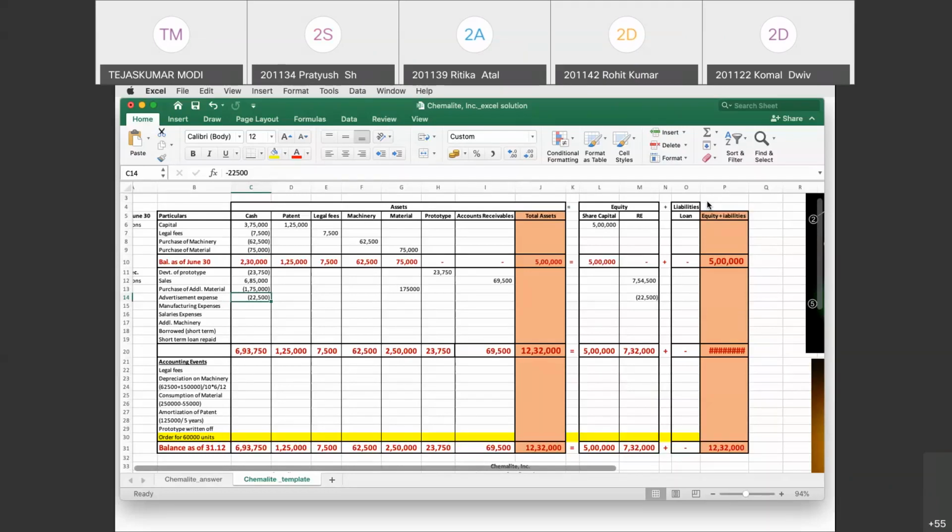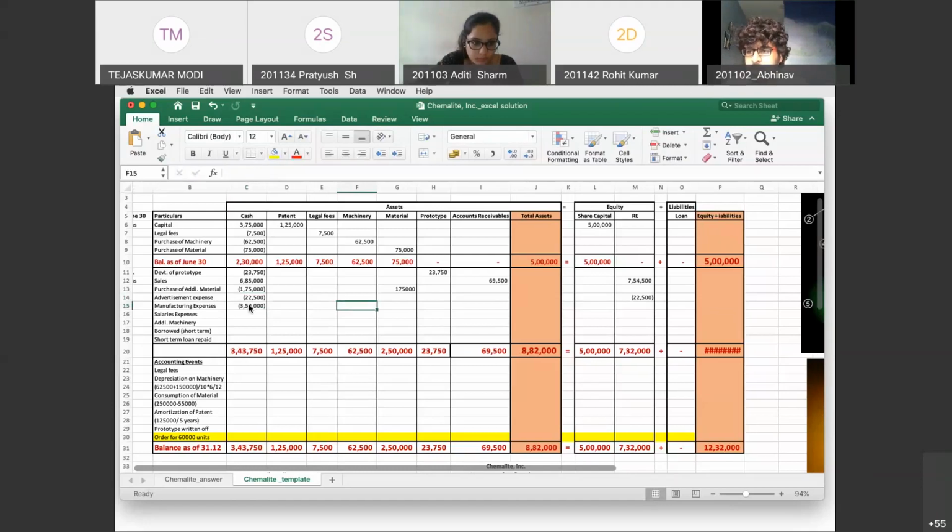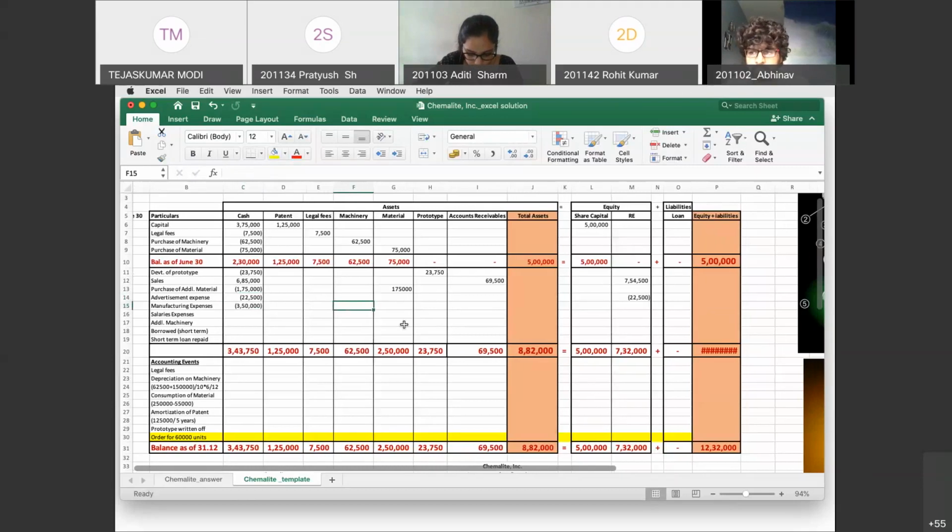Manufacturing expenses next, please. Manufacturing expenses will increase, then salary expense increases, and cash will decrease. Cash, how much? Sir, for manufacturing expenses or the overall transaction? Manufacturing expenses, 3,50,000. Cash will go down, expenses will go up.